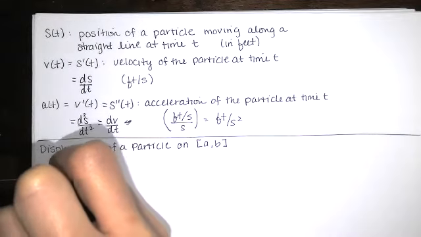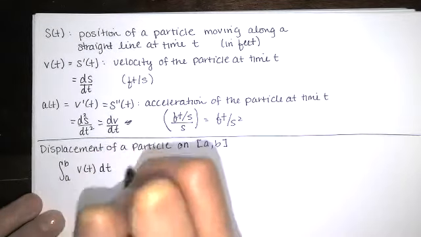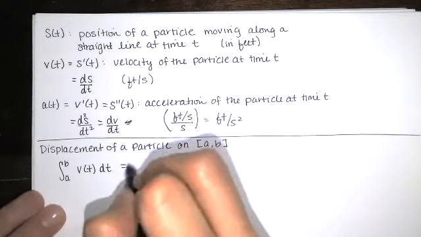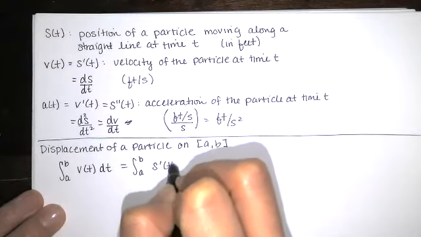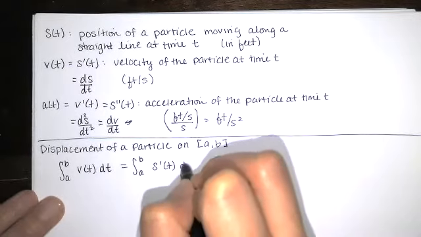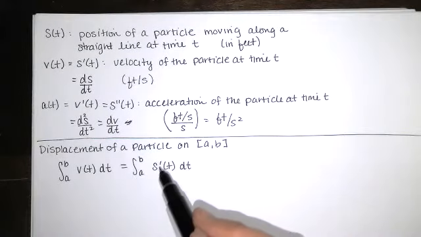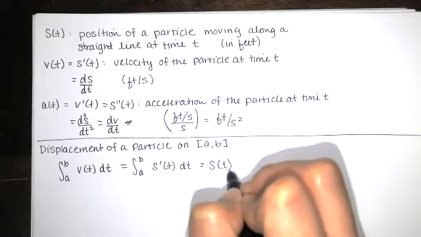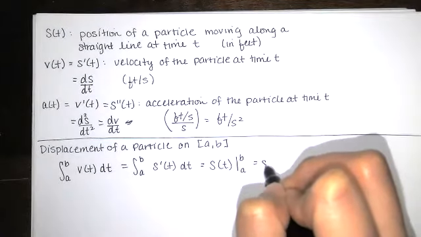So we've got the integral from a to b of v of t. That's velocity. Well, the integral from a to b of the velocity is the same as the integral from a to b of that instantaneous change in position with respect to time. Well, the antiderivative of the derivative is just the original function. Then we substitute in b and substitute in a and subtract.